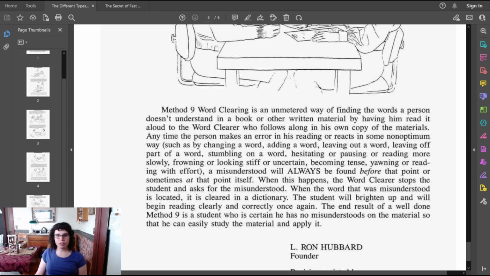When this happens, the word clearer stops the student and asks for the misunderstood. When the word that was misunderstood is located, it is cleared in a dictionary. The student will brighten up and will begin reading clearly and correctly once again. The end result of a well-done Method 9 is a student who is certain he has no misunderstoods on the material so that he can easily study the material and apply it.